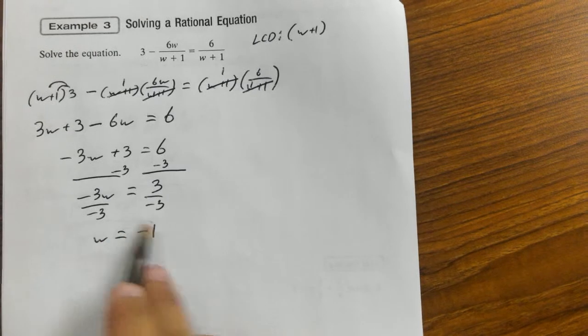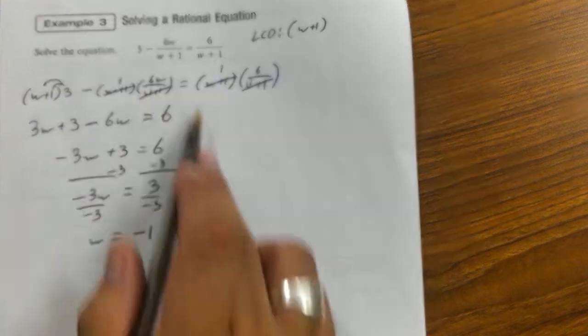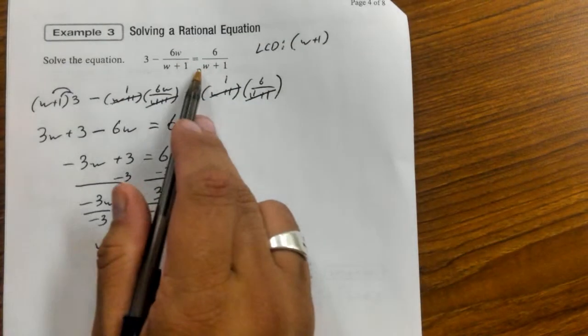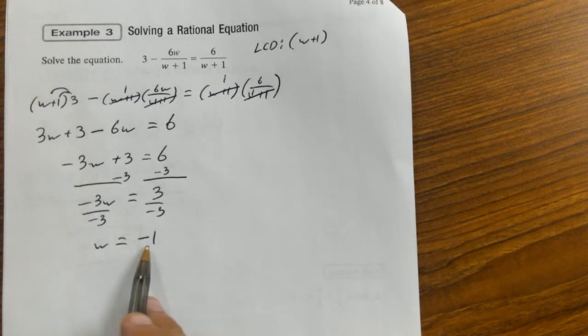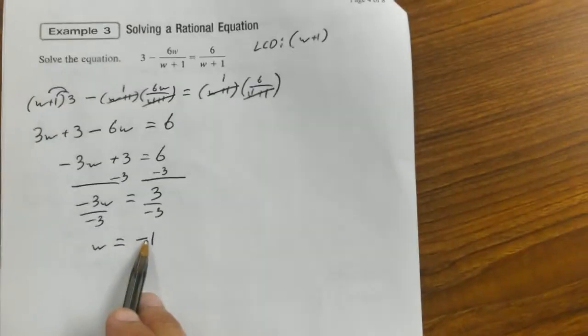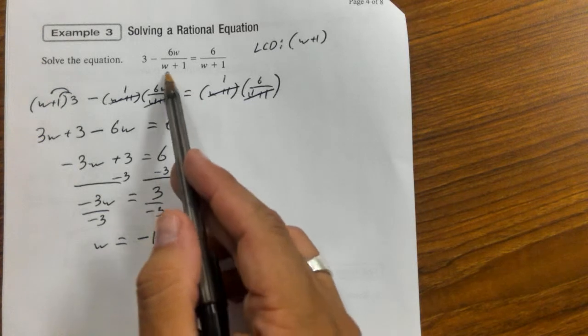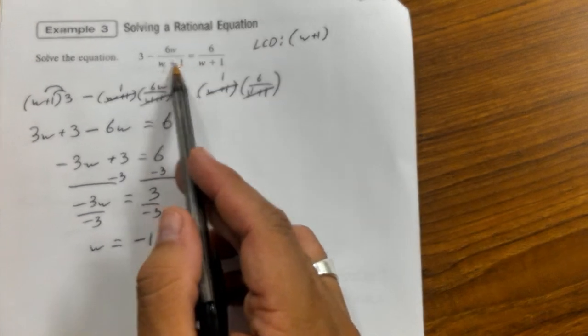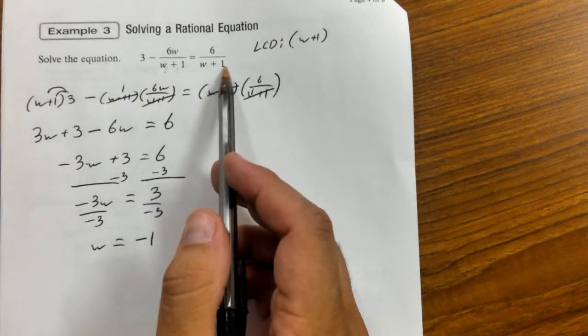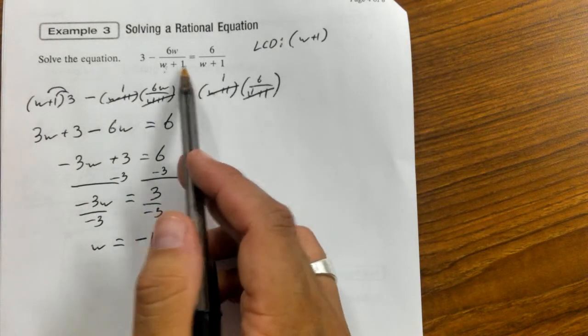Now, normally I would box this answer in, but I need to verify that it works over here in the original problem. We are going to run into a bit of a problem, because if w is equal to negative 1, then when I substitute it here, I would get negative 1 plus 1. I would get 0 in the denominator. I'd also get 0 in the denominator here. That can't happen in an equation.